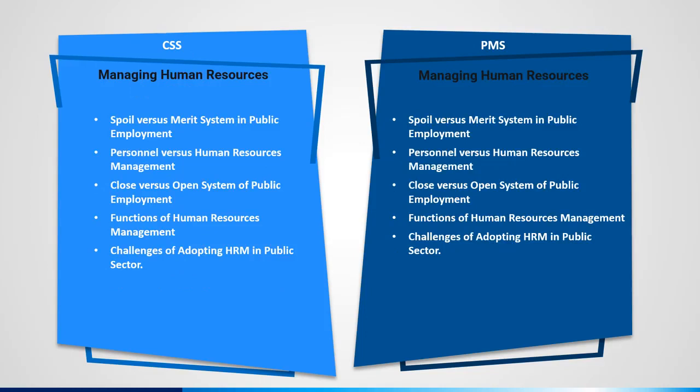Here is the fifth chapter of CSS Public Administration, that is Managing Human Resources. The contents include spoils versus merit system in public employment, personnel versus human resources management, closed versus open systems of public employment, functions of human resources management and challenges of adopting human resource management in the public sector. All these contents are overlapping with the PMS syllabus.